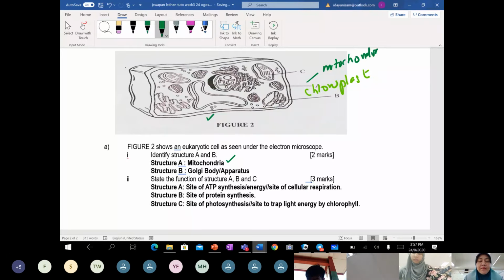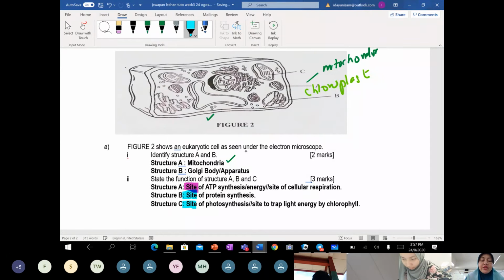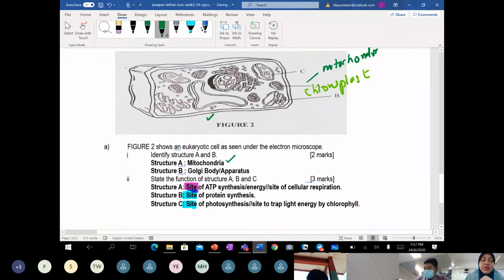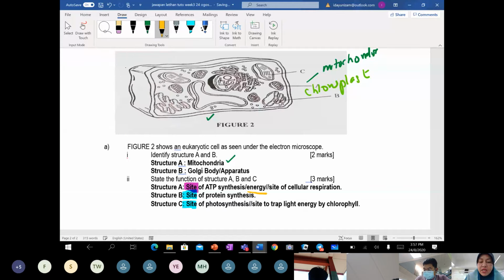Teacher would like to emphasize, please remember class, you have to write down the word site. So A, what is A? A is a site for ATP synthesis. Yes, ATP synthesis, good. It can also be written as A is a site for cellular respiration. Respiration. Yes.